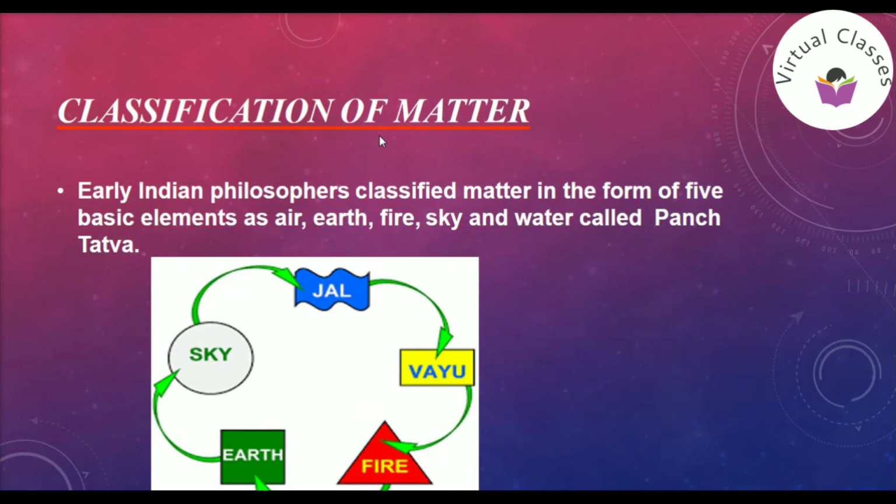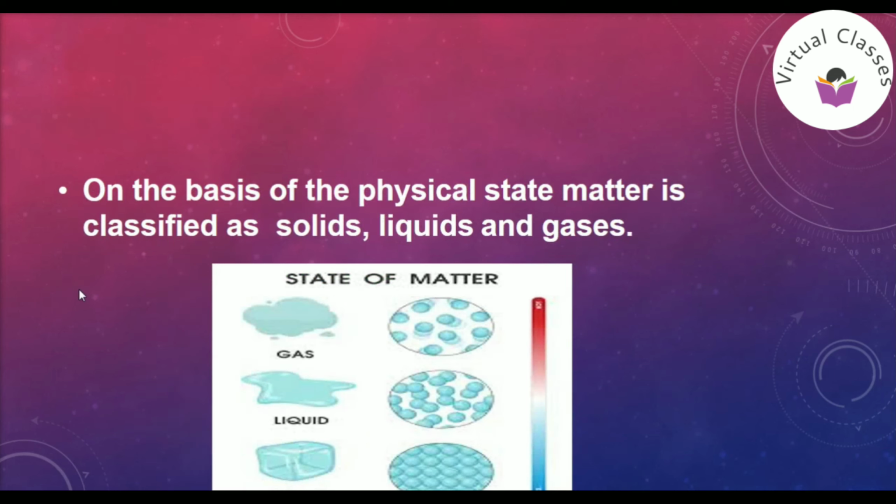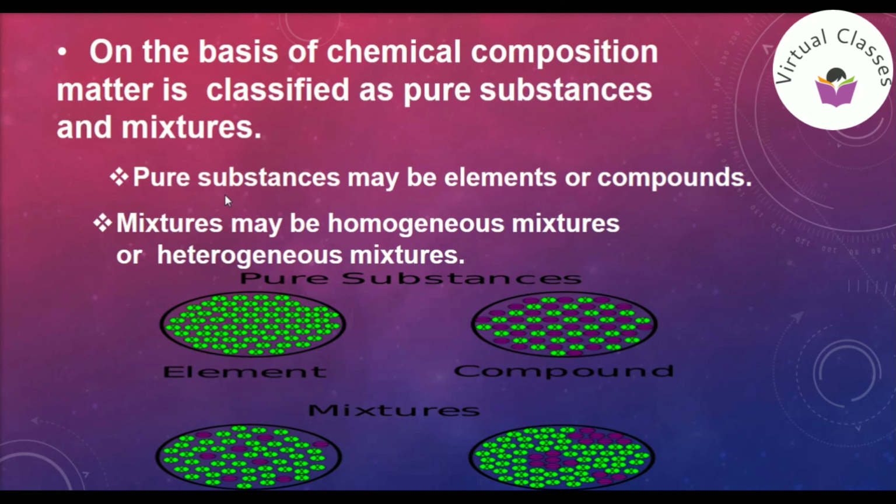Now let's come to the classification of matter. Early Indian philosophers classified matter in the form of 5 basic elements: air, earth, fire, sky and water, called Panch Tattva. As you can see in the figure, Vayu, fire, earth, sky, jal, these are all known as Panch Tattva. Now, on the basis of the physical state, matter is classified as solid, liquid and gases, as shown in the figure. On the basis of chemical composition, matter is classified as pure substances and mixtures.